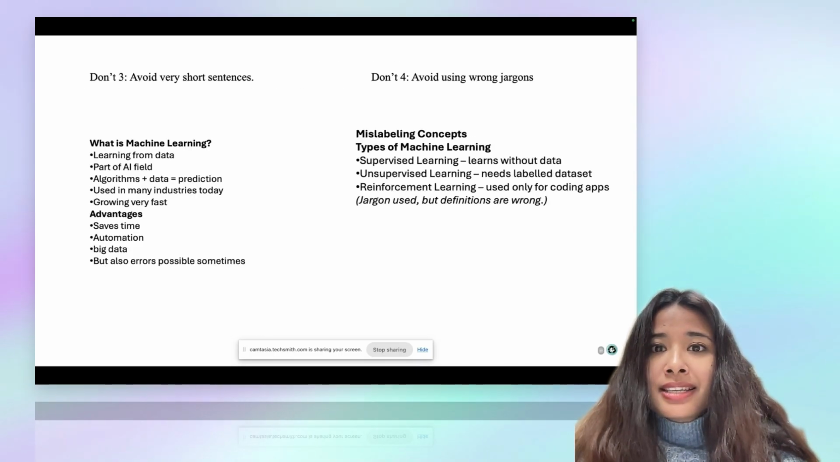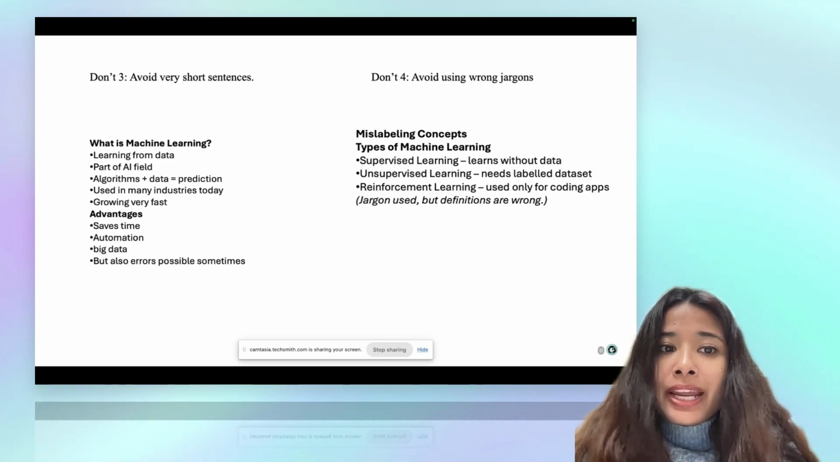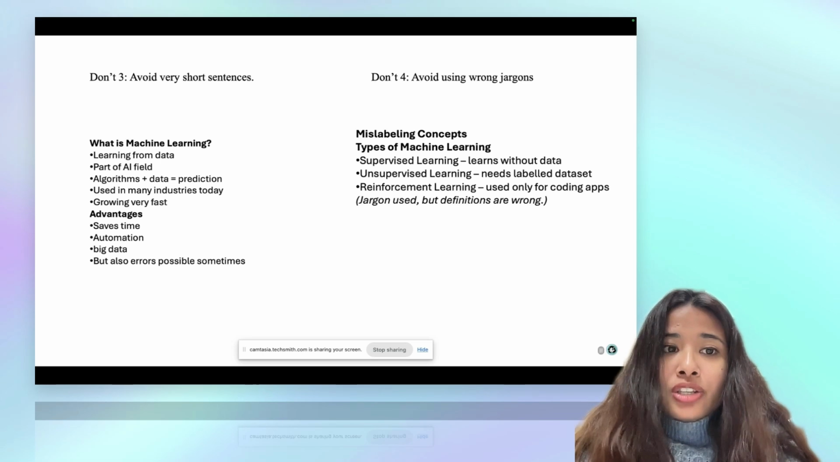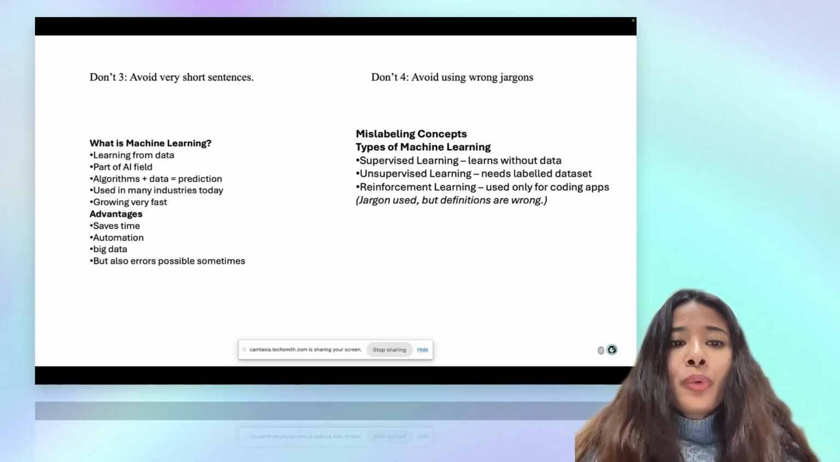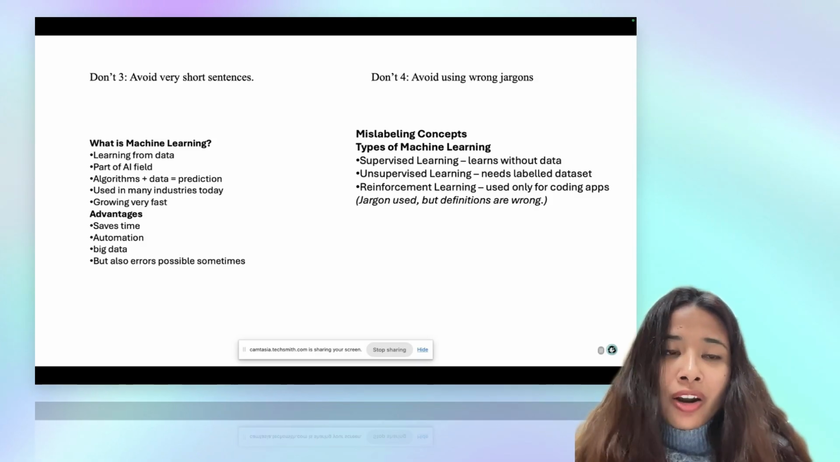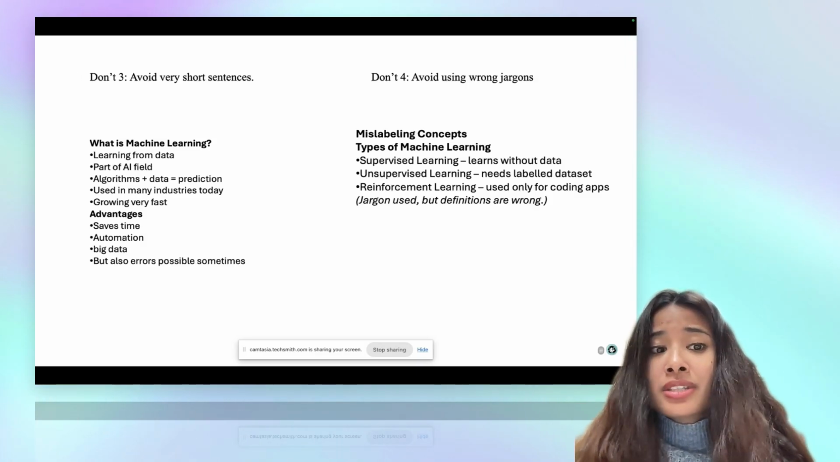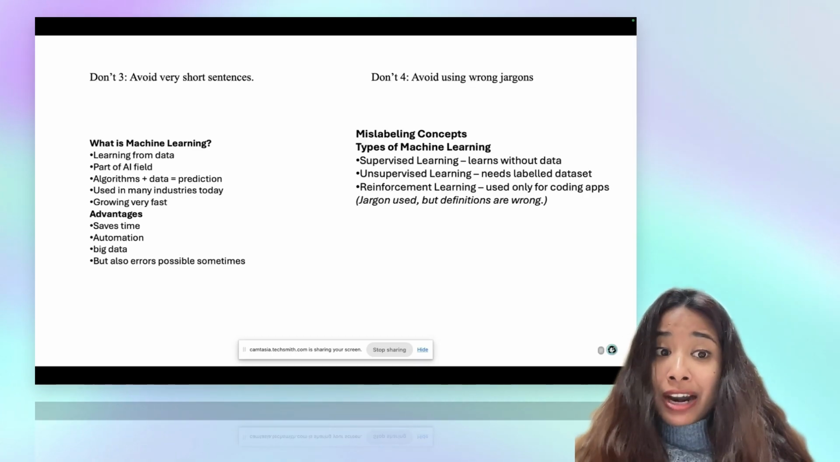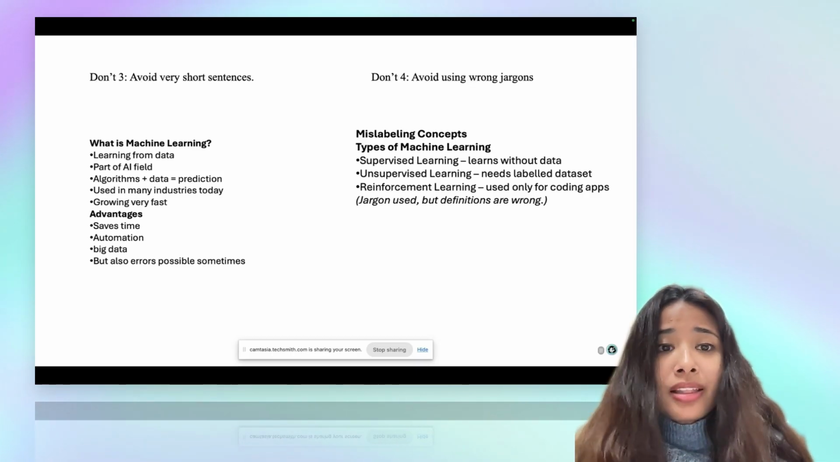The third one is what I was talking about. Although we are using bullet points, it is not making any sense. Learning from data, like, what is machine learning? Learning from data, part of AI. Algorithm plus data equals prediction. No one would understand what exactly we are trying to explain here, and it is a very short sentence. And again here, they are giving you an advantage, but the disadvantage is missing. There is only one point.